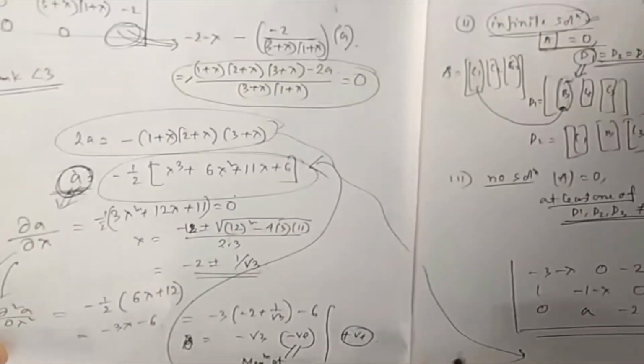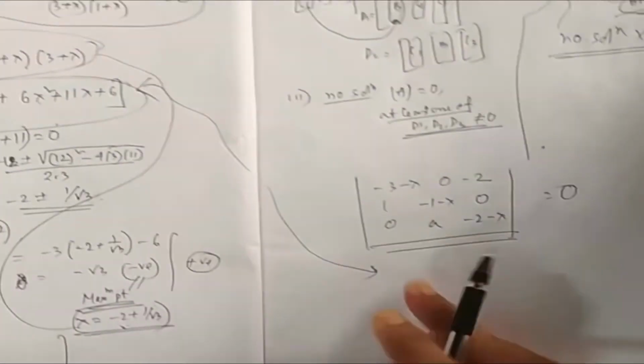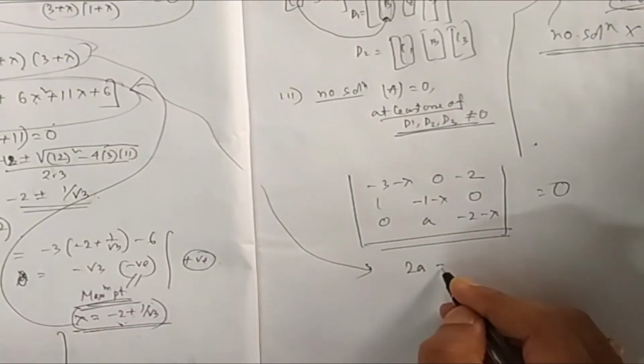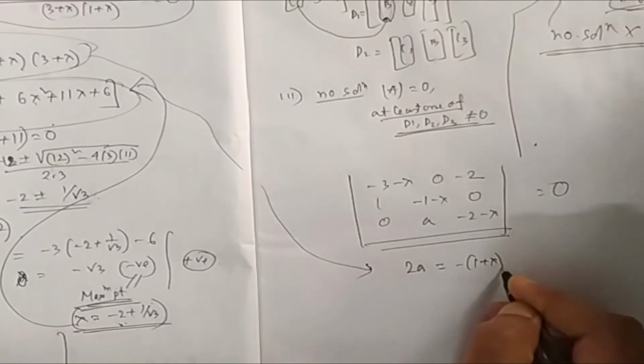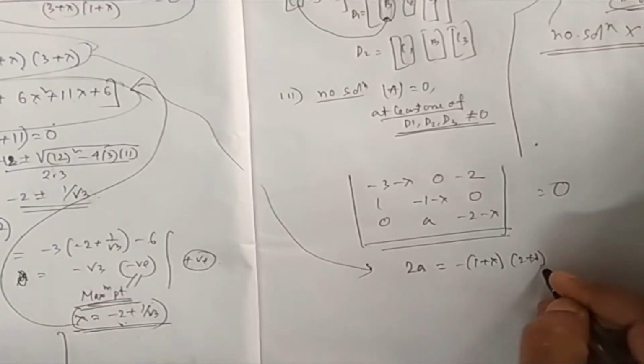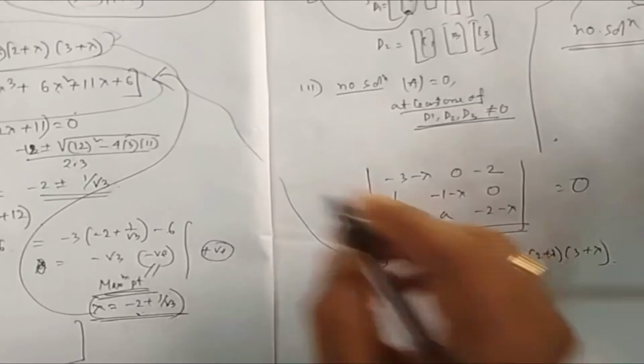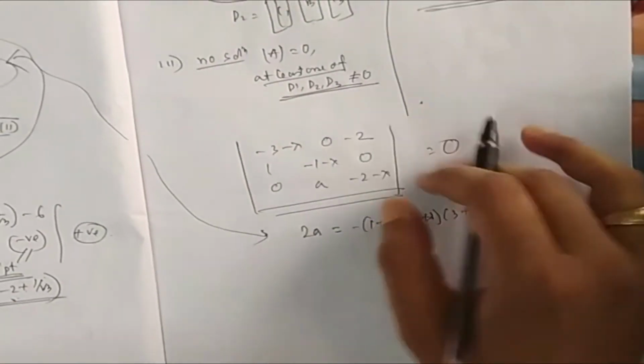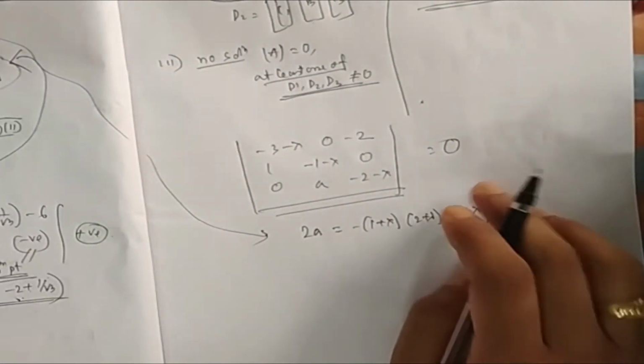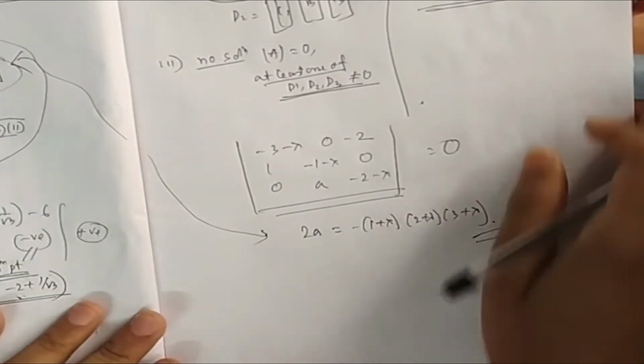You are getting it now? You will get the final direct expression here. That means 2a is equal to minus 1 plus lambda, 2 plus lambda, 3 plus lambda. Then you can proceed with the differentiation. So we can skip some steps for rank calculation. That's what I want to say here.